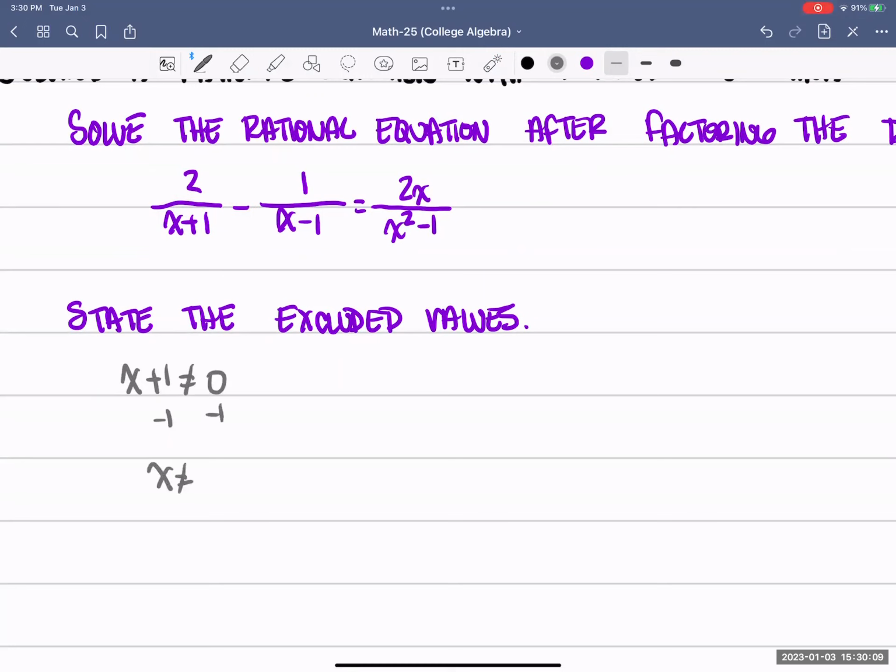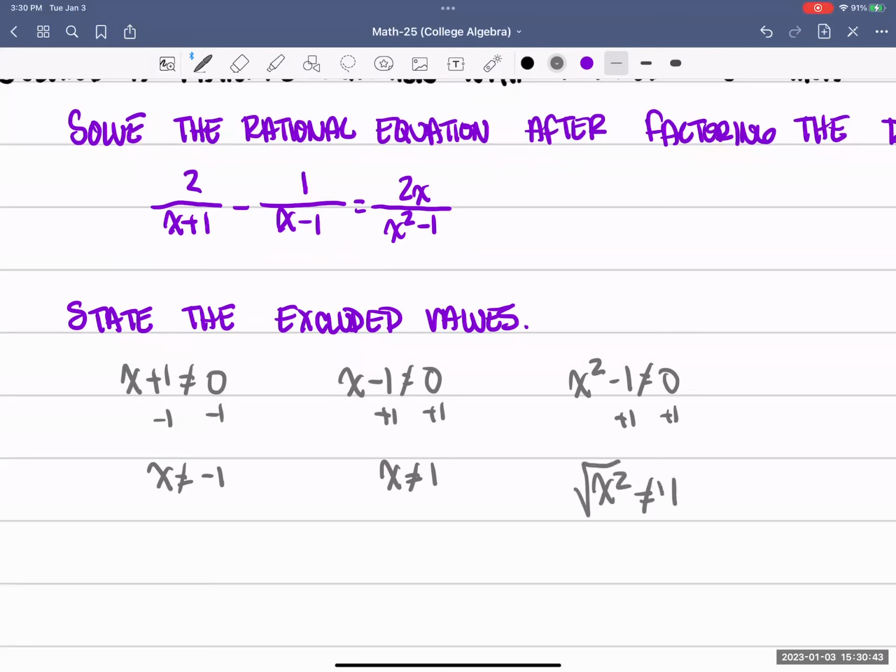X cannot equal -1. And looking at this one here, x minus 1 cannot equal 0. Add 1 to both sides. X does not equal 1. And the very last one, x squared minus 1 does not equal 0. Add 1 to both sides. X squared does not equal 1.